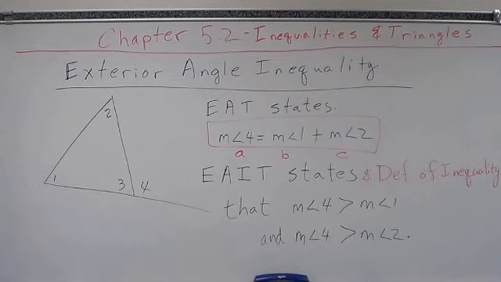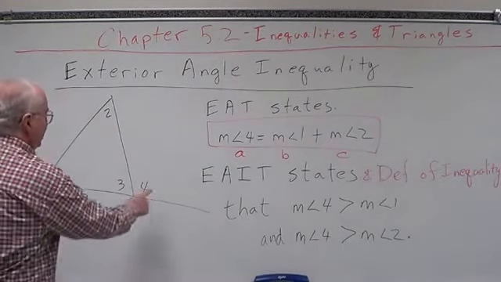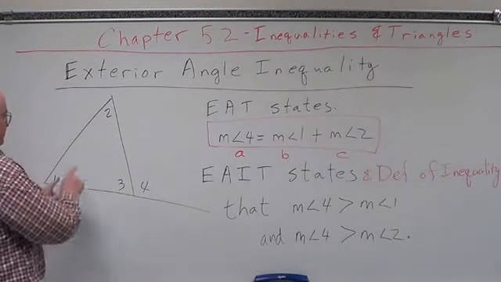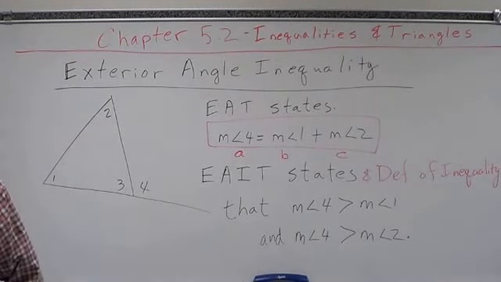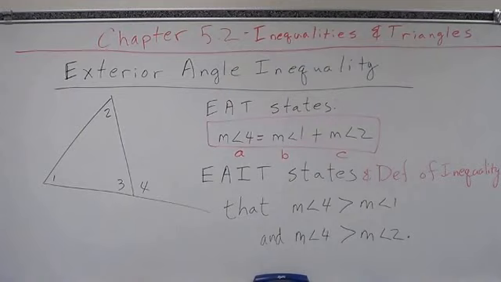Add two things together, come up with a third, then the third is greater than either one of the two things we added together. That's all this is saying. This angle is going to be bigger than these two. Okay? Bigger than these two. Let's do some examples of it.